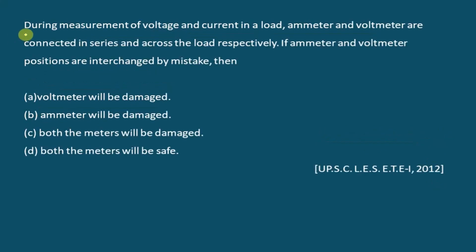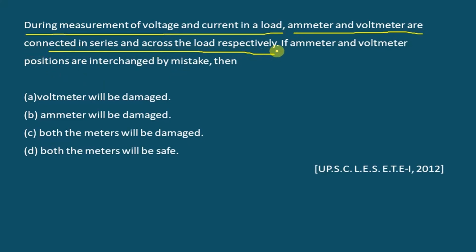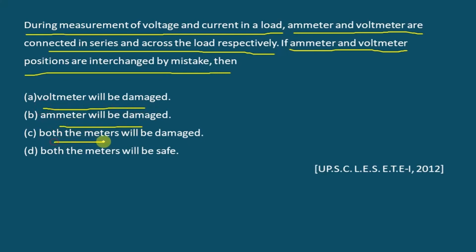The question here is asking: during measurement of voltage and current in a load, ammeter and voltmeter are connected in series and across the load respectively. If the ammeter and voltmeter positions are interchanged by mistake, then the voltmeter will be damaged, the ammeter will be damaged, both the meters will be damaged, or both the meters will be safe. Okay, let's go to the connection figure.